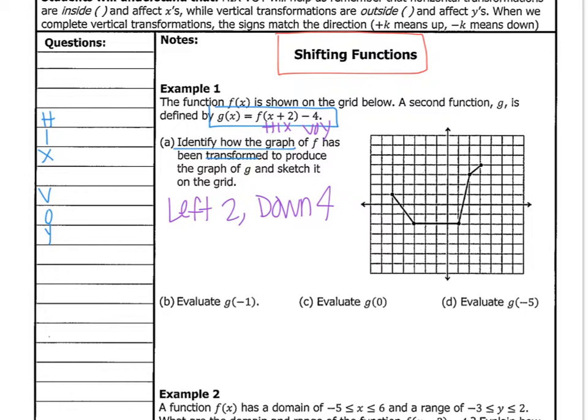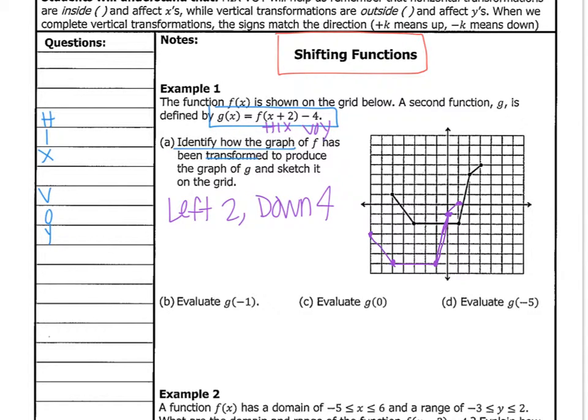Do this in a different color so that it stands out to you, if you have colored pencils or highlighters, crayons even, anything that will separate this from the original graph. Left 2, down 4. If you have a straight edge, it's very helpful for connecting these points. Otherwise, do the best you can to make them as straight as possible.